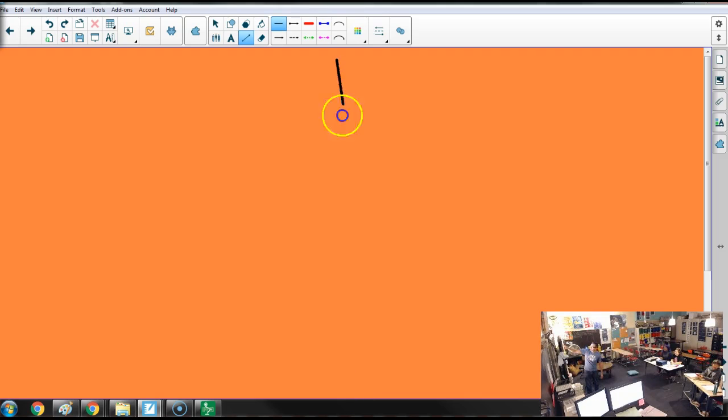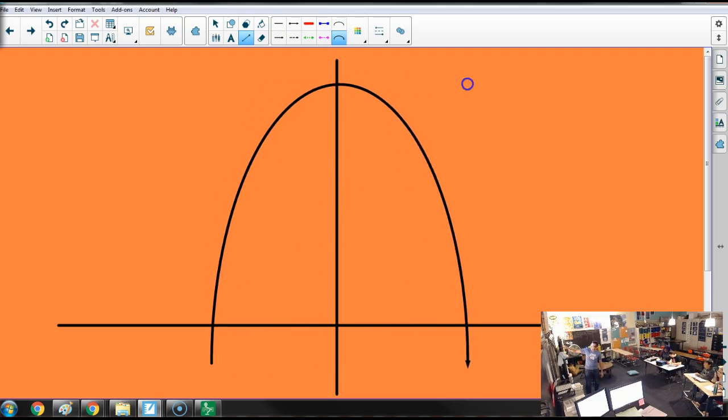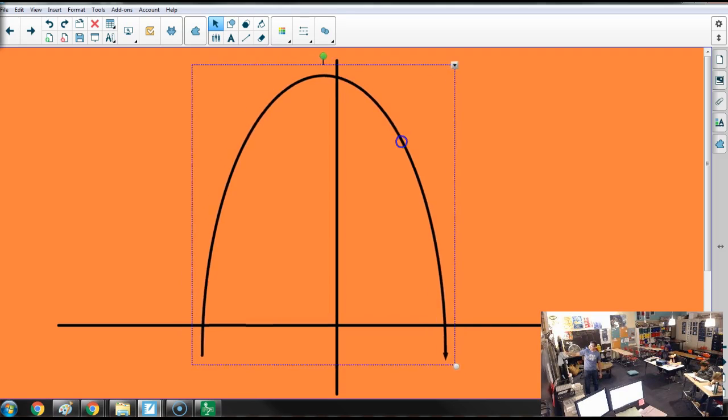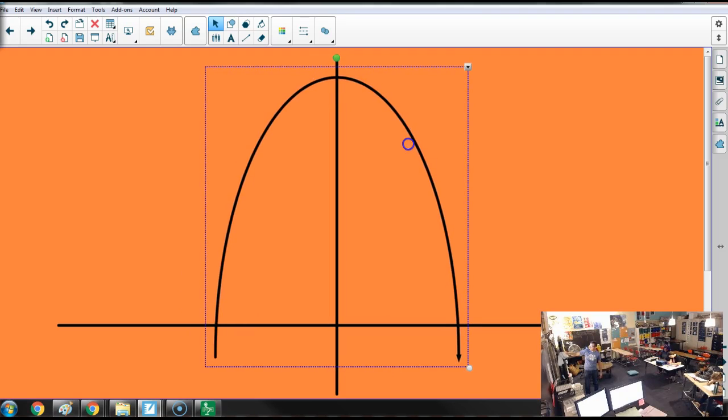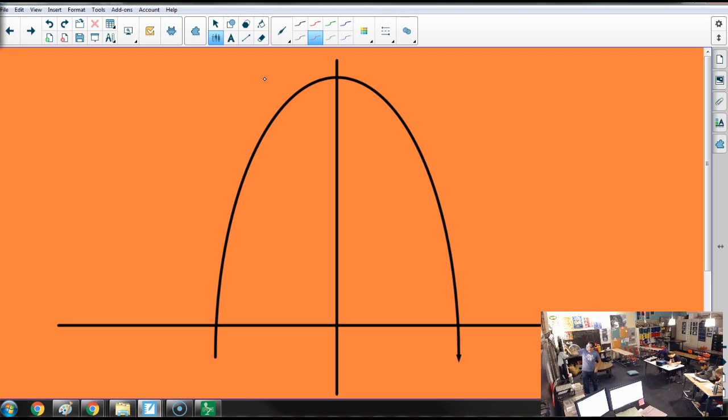Hey, draw a little XY here, on your paper. Draw a parabola. We're going to try to make it look like our image there. Make it even. It doesn't look even, but oh well, it's handmade. Okay, that's good enough.